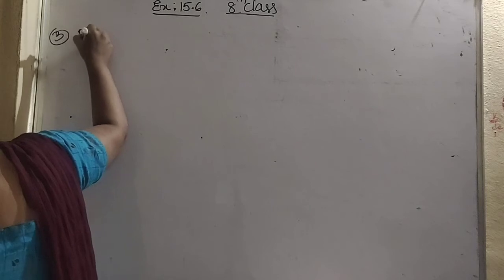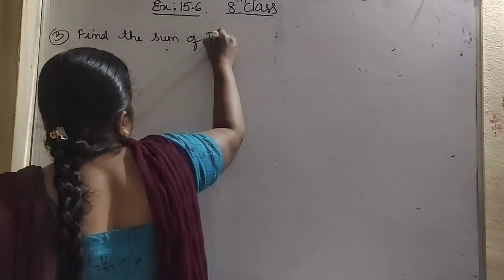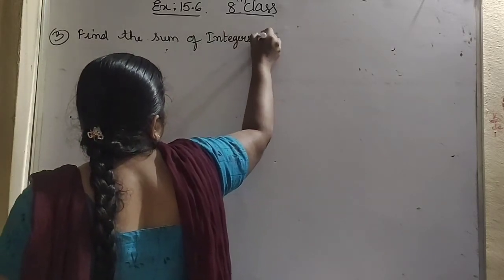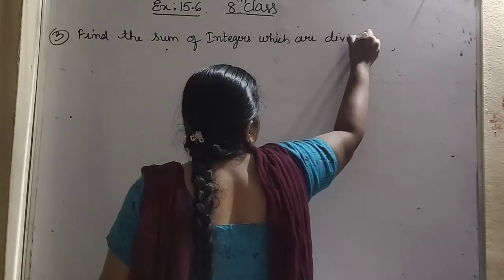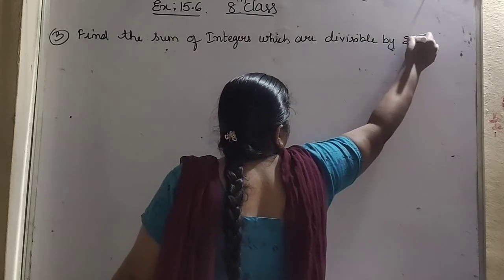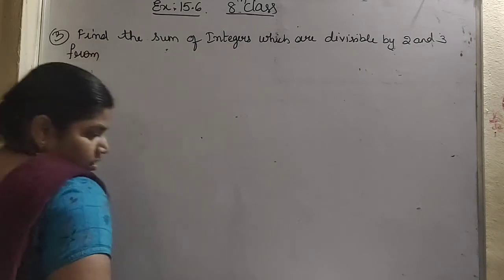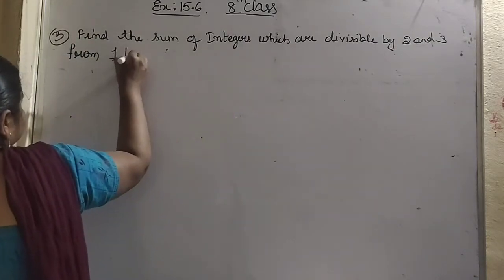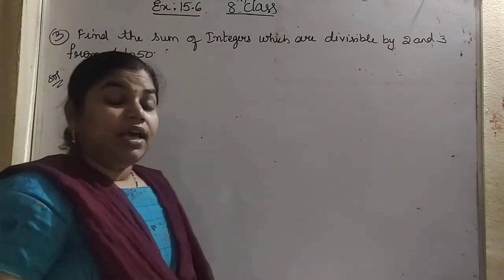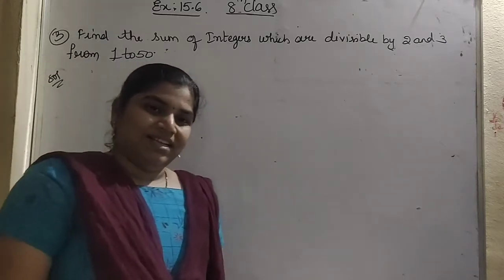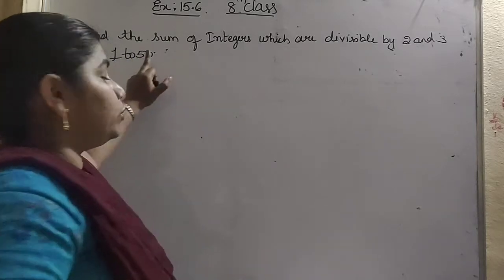Find the sum of integers which are divisible by 2 and 3 from 1 to 50. So already we know that the numbers which are divisible by 2 and 3, those numbers will be divisible by 6. So we have to write the numbers which are divisible by 6 from 1 to 50.